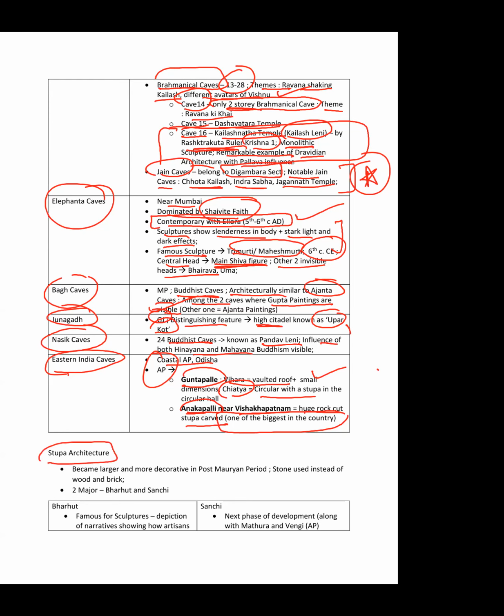Next is stupa architecture. This is also of the post-Mauryan period, right? They became larger and more decorative in post-Mauryan period. Stone started to be used instead of wood and brick. Two major stupa architectures, Bharhut and Sanchi. Bharhut, it is famous for sculptures, depiction of narratives.